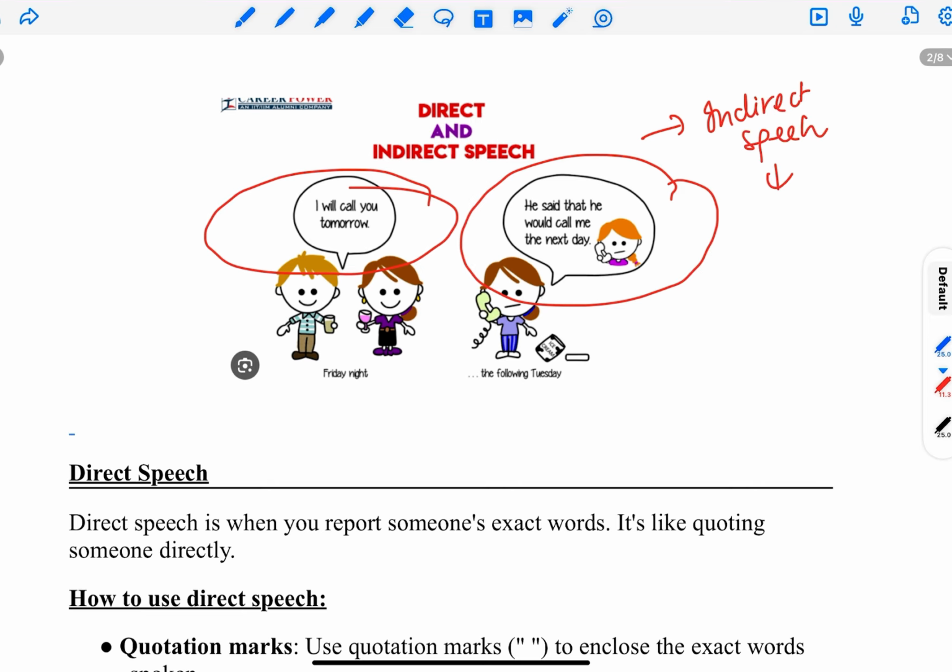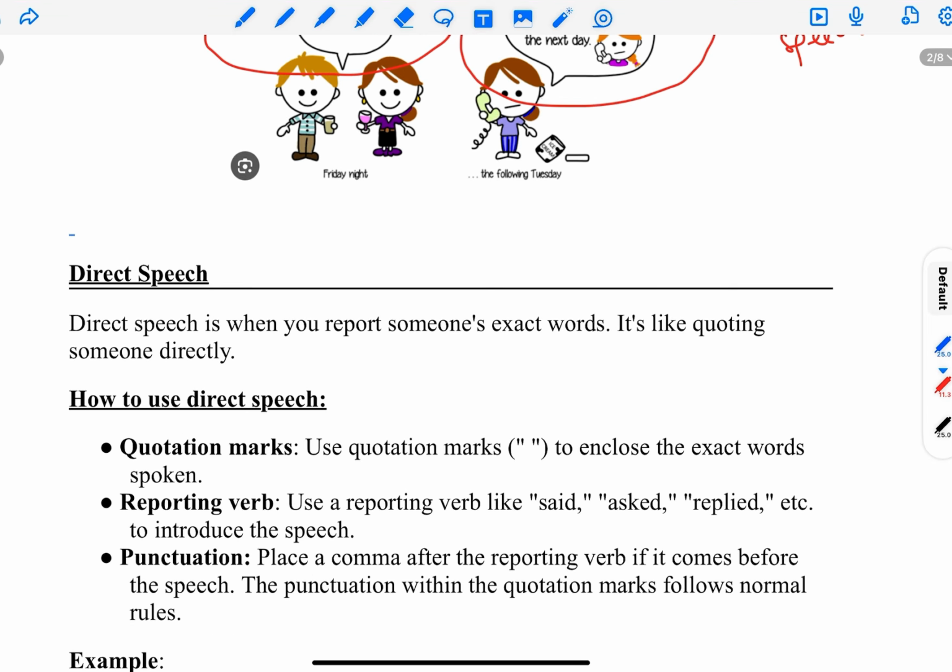We know indirect speech is also known as reported speech. The first one is direct speech. So what is direct speech? Direct speech is when you report someone's exact words. It means when we quote someone's exact words, it's called direct speech. It's like quoting someone directly.